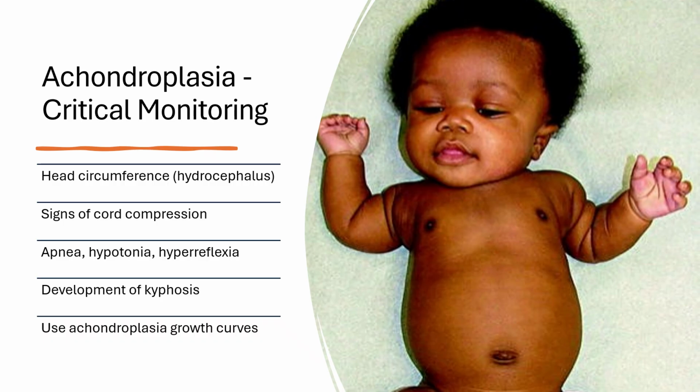The monitoring requirements for infants with achondroplasia focus on detecting the potentially serious complications that can develop due to the altered anatomy and neurological vulnerabilities inherent in this condition. Think of this monitoring as being similar to watching a complex mechanical system where several components could fail in predictable ways, requiring vigilant surveillance to catch problems before they become emergencies.